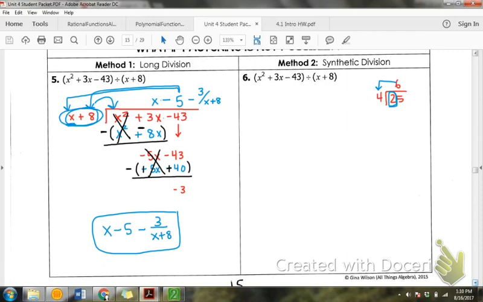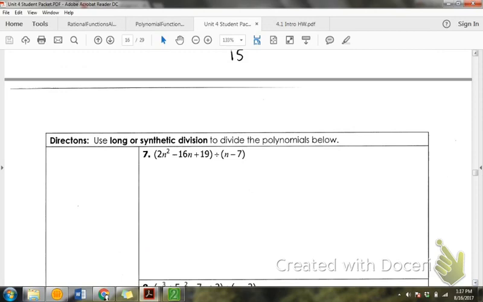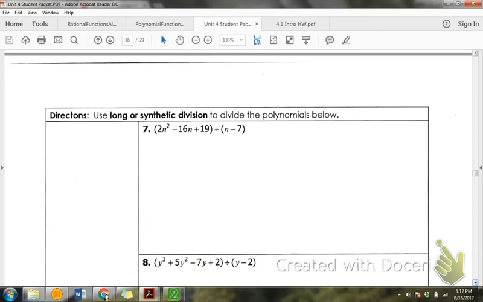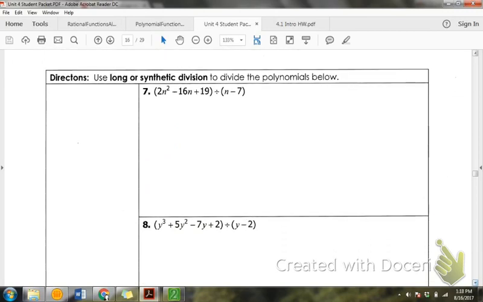So let's do another example together. Where it says synthetic division, we're going to leave that part blank for right now. I want to show you another long division first before we go into synthetic. So go to the next page. All right, so let's go ahead and set this one up. We know where things go. Number 7.